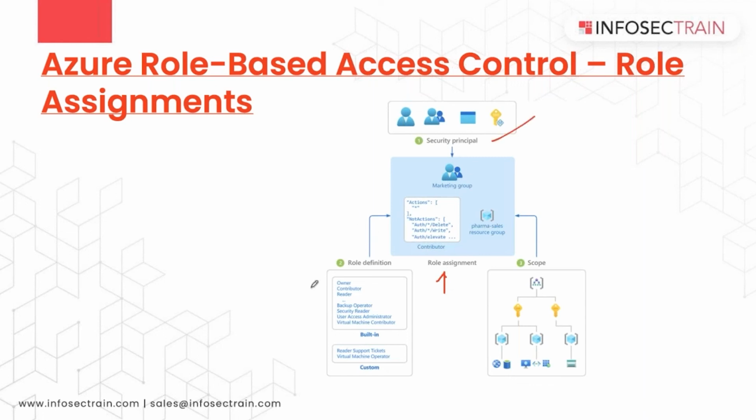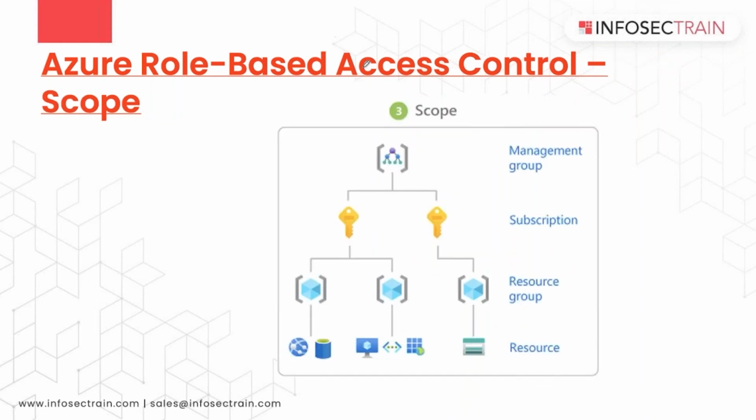So you have the definition, you have the principal here. You can see in this diagram, you have the security principal and the role definition, and now you will assign the role to whom, after selecting a scope. Okay, now the next slide will be talking about your scope. So what is scope?